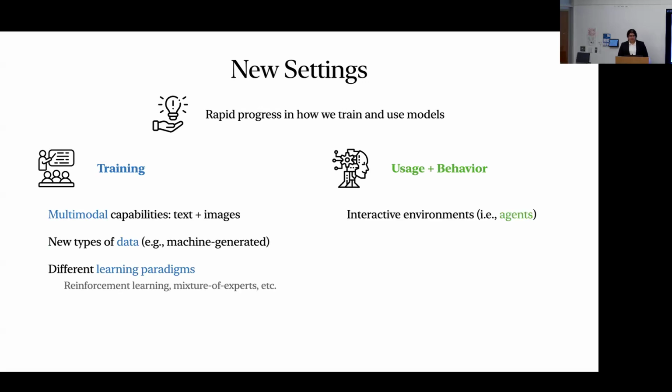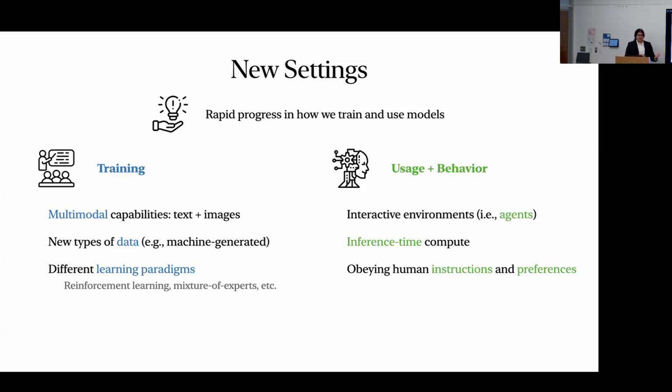On the usage and behavior side, we're deploying these models into interactive environments as agents, and we want to know how they'll behave when they're confronted with new types of inputs. And relatedly, there's this trend of using more compute to sample from a model instead of spending the compute to train the model. This is called inference time compute.